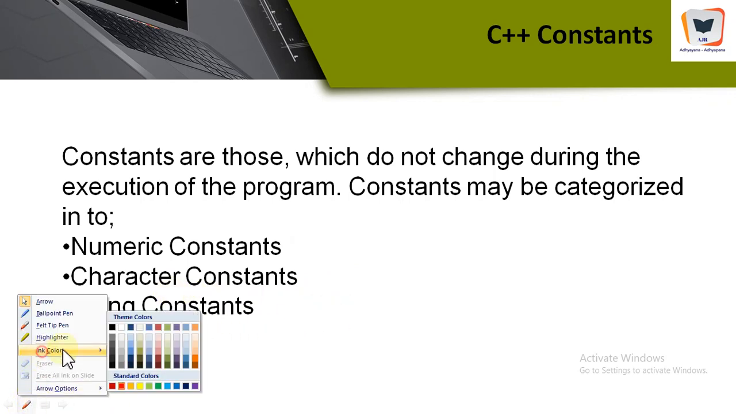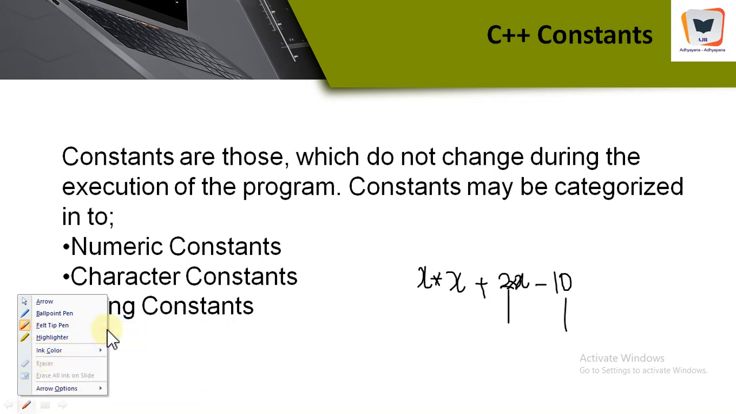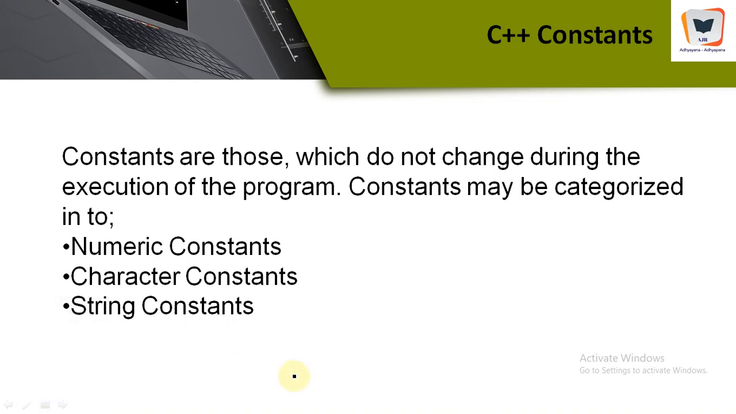For example, when we are evaluating an equation, something like x squared, that is x into x in programming expression, plus 2 into x, let us say minus 10, we are calculating the root of this particular equation. Then here 2 will become a constant, 10 will become a constant, and x will become a variable. Therefore, variables are those which will change during the execution of the program, and constants are those which will never change during the execution of the program. They are in the as-is condition, while variables vary.